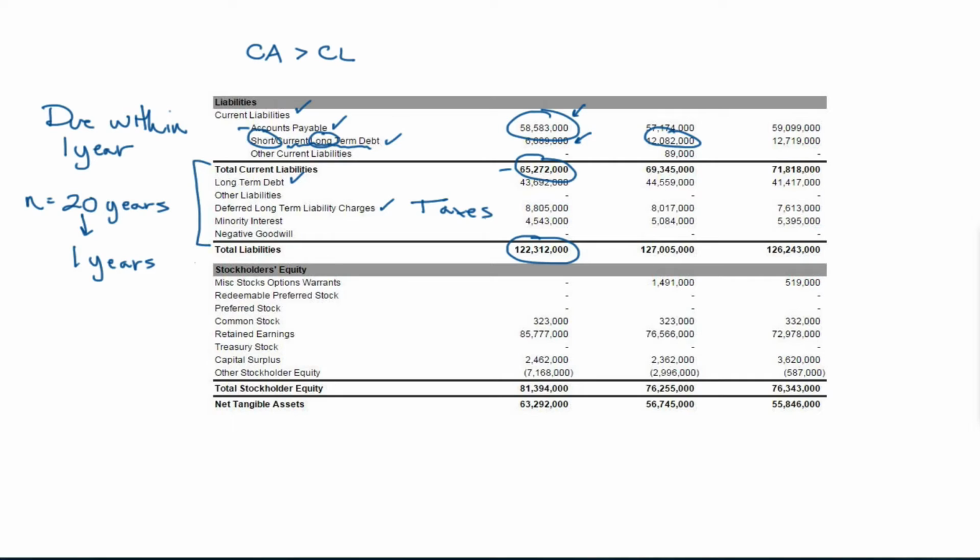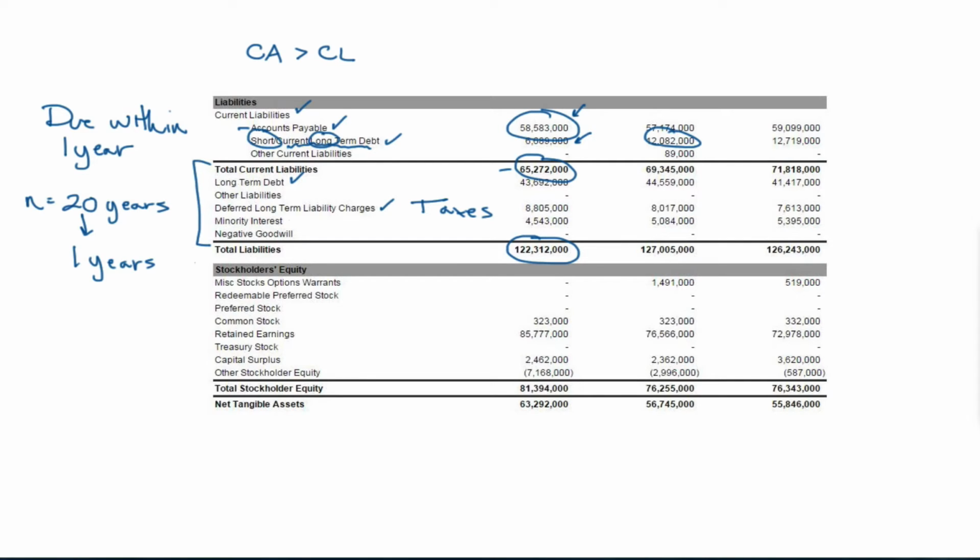You definitely want to take a look at those footnotes within the annual reports, because again, it's going to break down what constitutes a deferred long-term liability charge. Most of the time, you're going to see some element of taxes included in there. It could also be pending lawsuits that haven't yet been finalized. We know we're going to be owing some type of money. Maybe we should earmark some of that as a liability because we know that it's potentially going to come due.